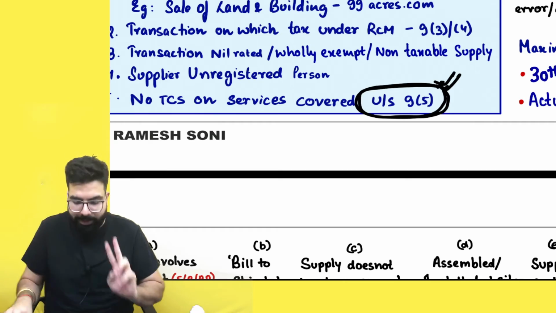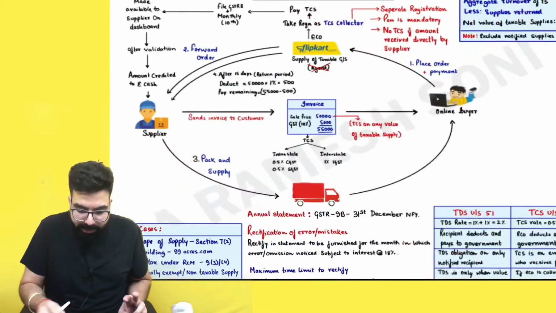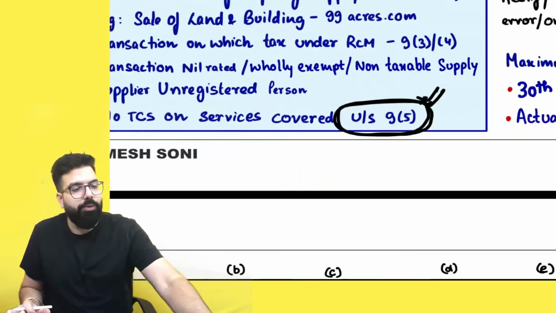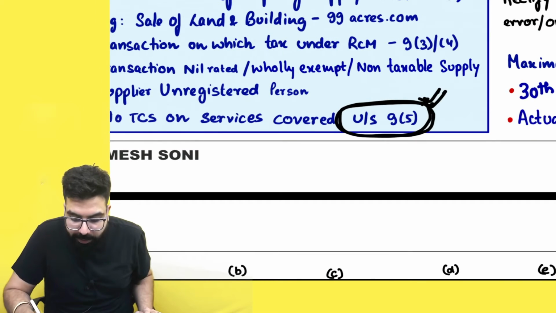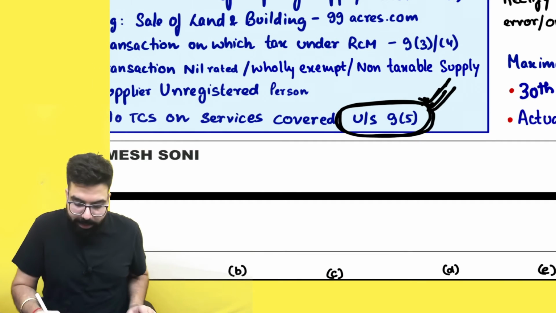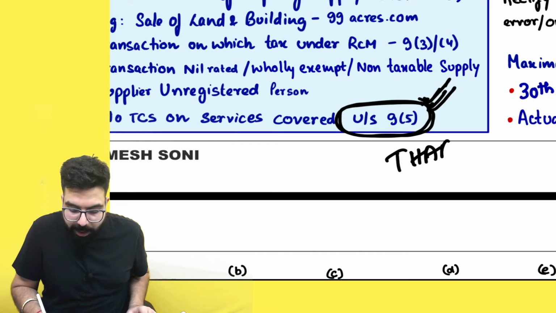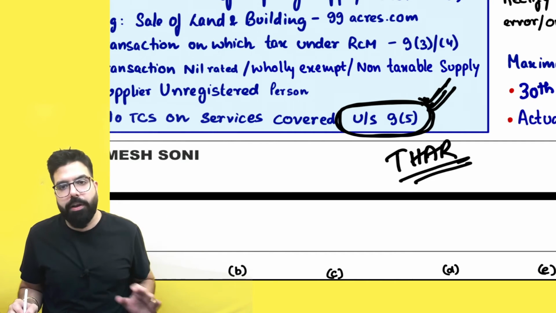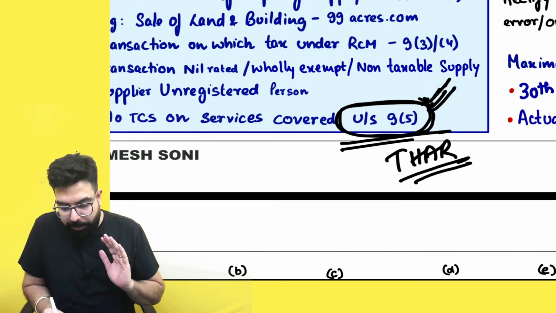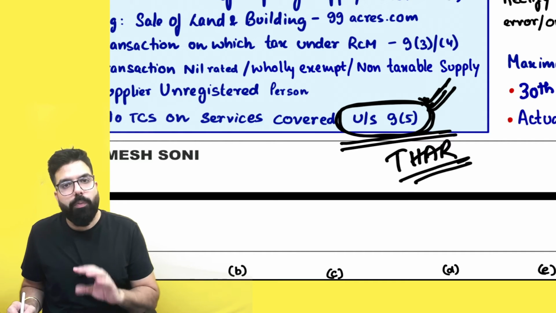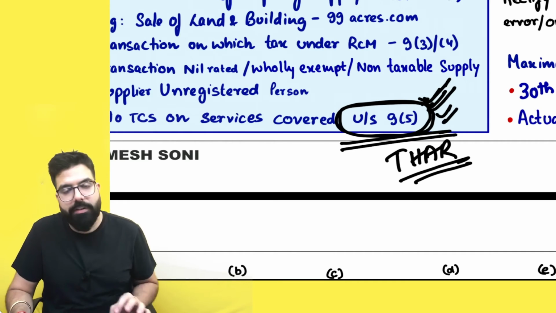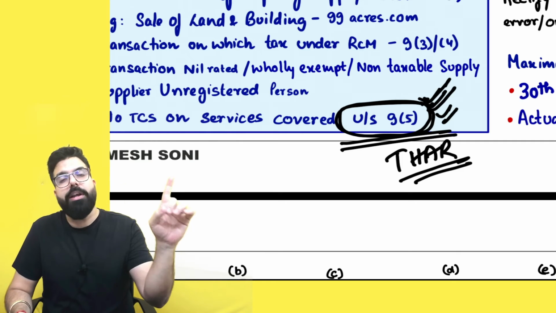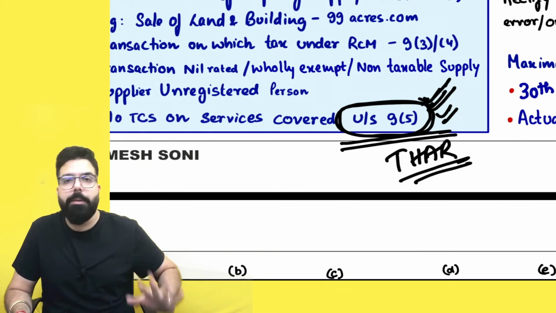In the TCS chapter, when you are learning the TCS chart, in this section number 9.5 there are services, which I'll be teaching you along with the amendment material. Along with the amendment material, I'll be covering 9.5. So when I am teaching you 9.5 in TCS, you can ignore it. You will learn it when I provide you the amendment material.